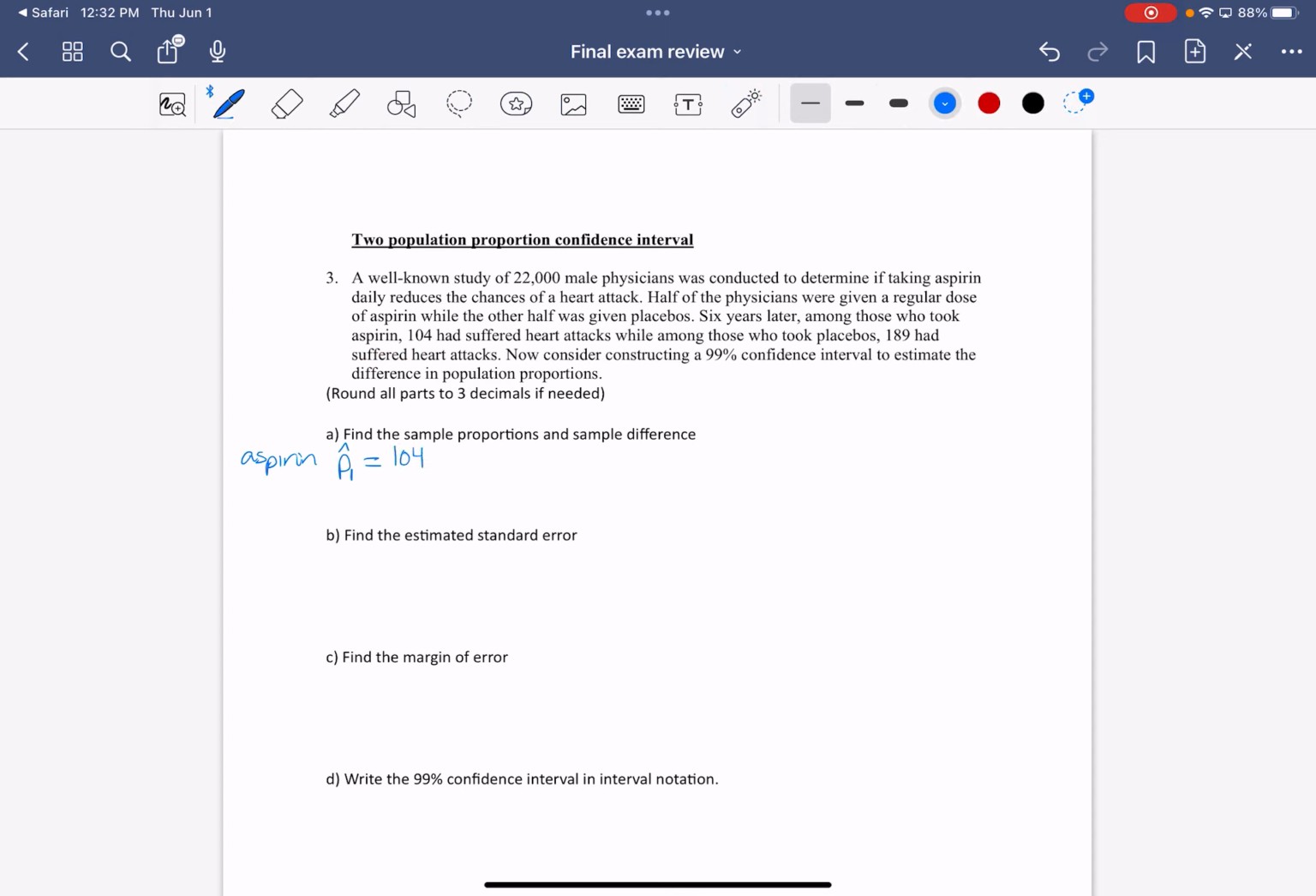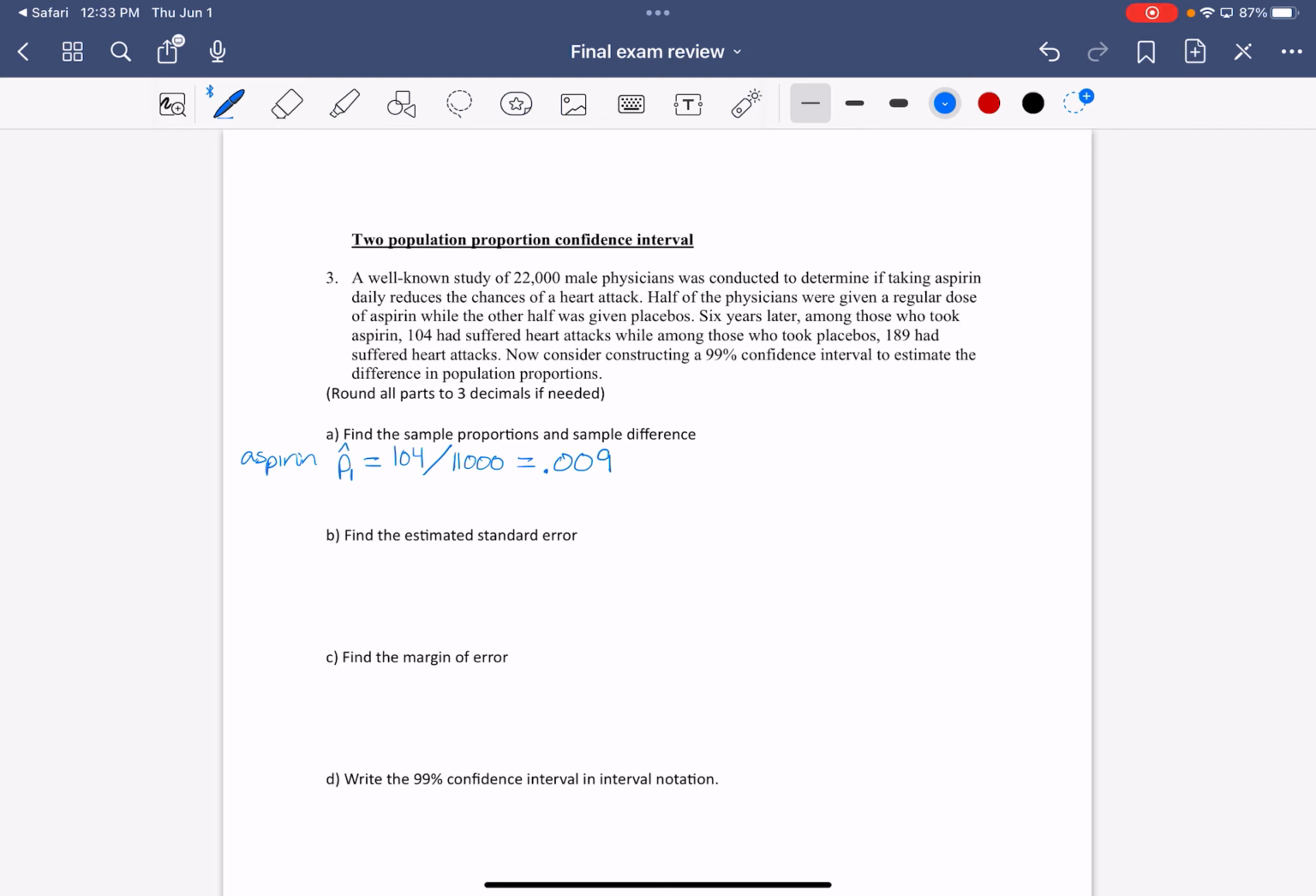104 out of how many? What was the sample size? 22,000. Yeah, careful. There was 22,000 total, but half of them took aspirin and the other half had placebos. So you got to split it in half. So 11,000. Okay. So the first sample proportion for aspirin will be 0.009.